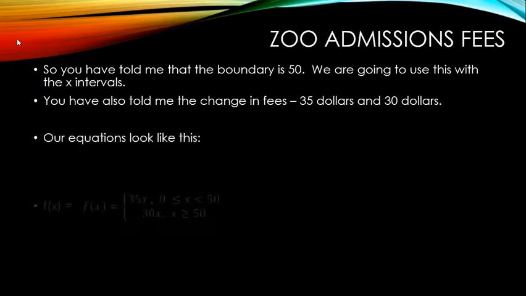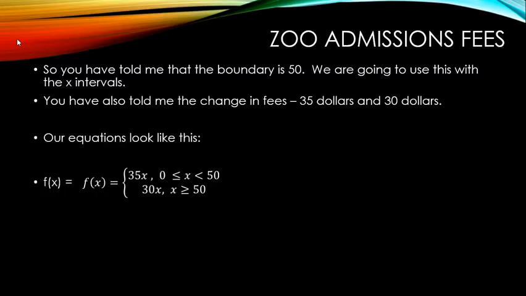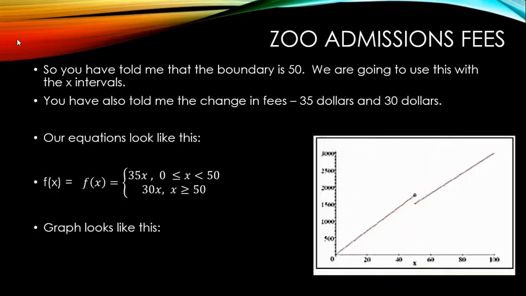So our equation looks like this. Notice that 35x is when x is between 0 and 50. 30x is when x is greater than or equal to 50. And our graph looks like this. It is two discontinuous linear lines, and where they're discontinuous is at 50.